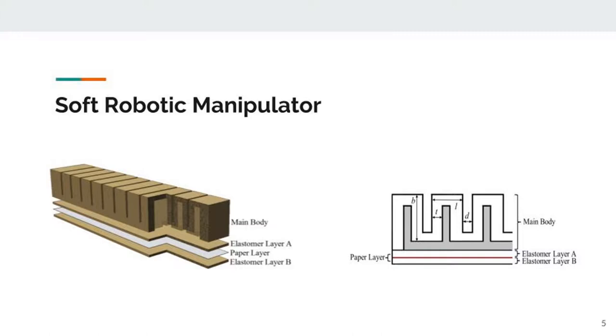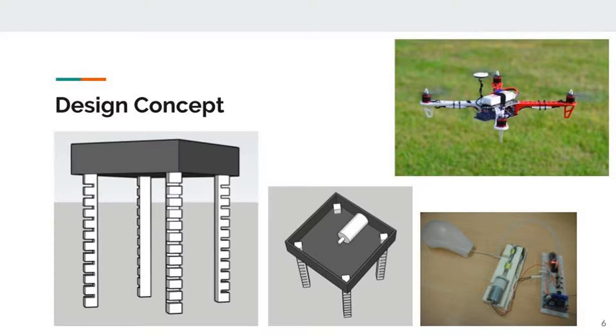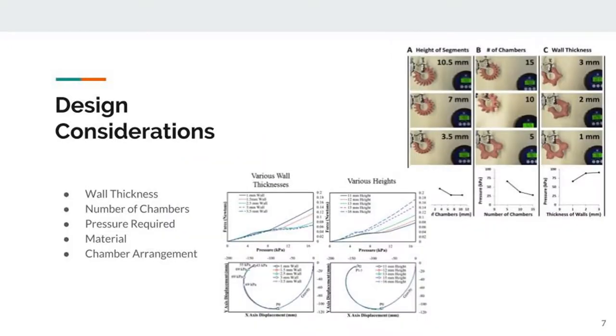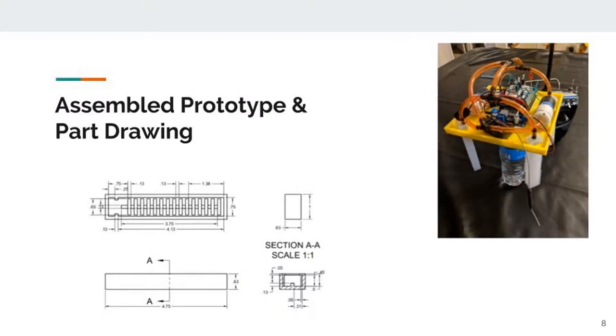And you can see here is our actual design concept for the drone. And essentially, we just want to put everything inside that box. Now, here are some of the design considerations. Basically, the bigger the chambers inside the grippers, the less pressure you have to use. And then after a while, we were able to make a prototype and actually build it.